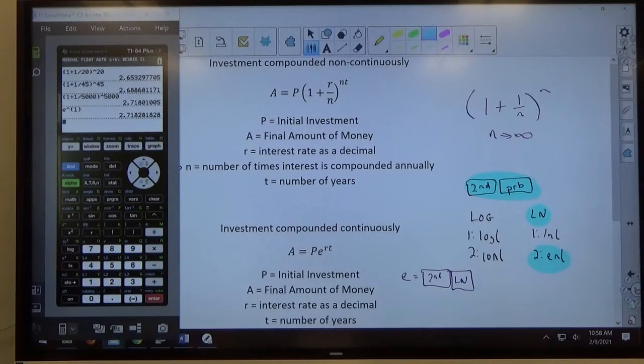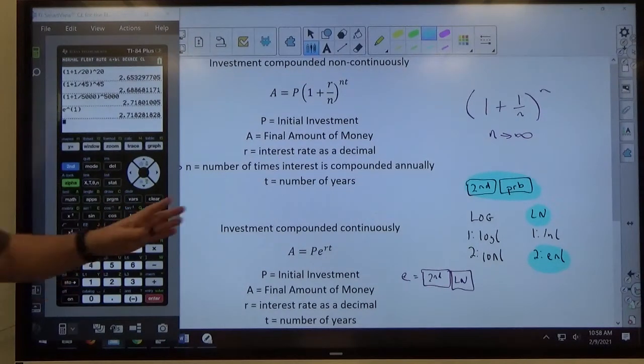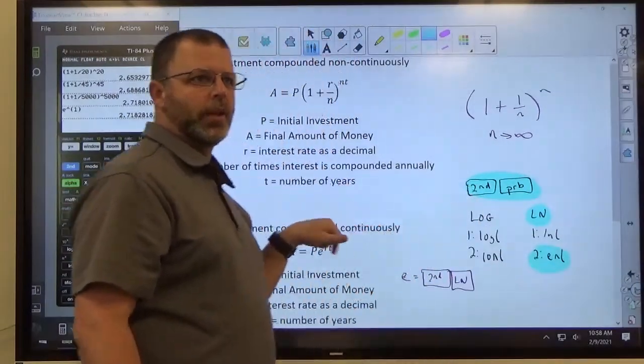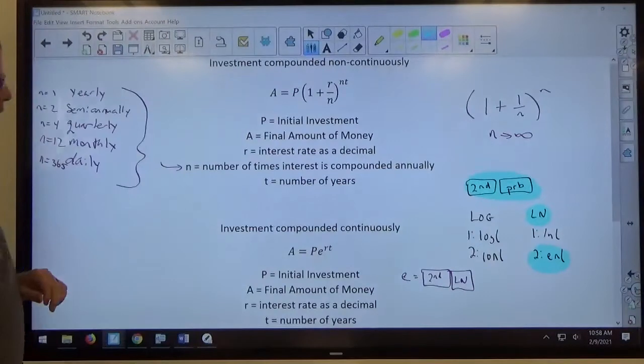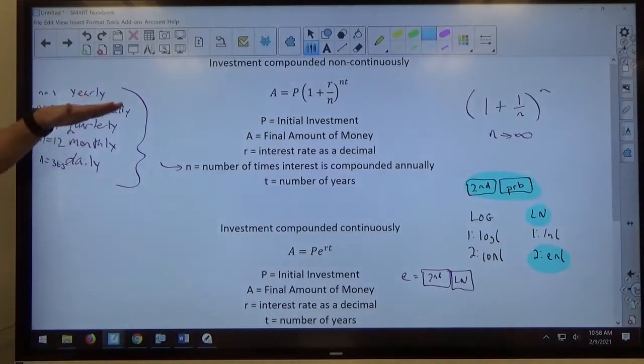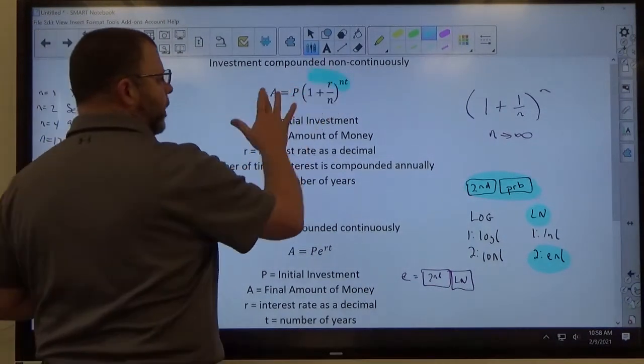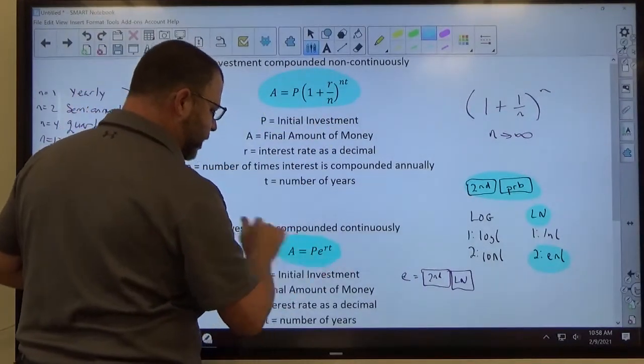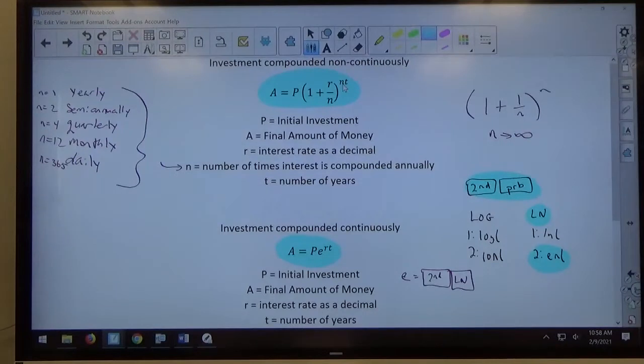There are just tabs at the top. One tab is log, the other one's LN. You want the LN if you have to use the E to a power. So these are your formulas. This is the formula for non-continuous compounding interest. This is the formula for continuous compounding interest. And everything you need to know about those formulas is right there in the list.